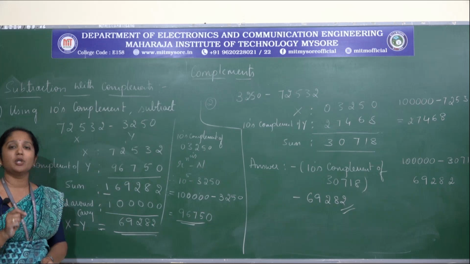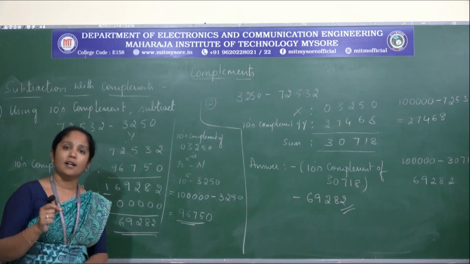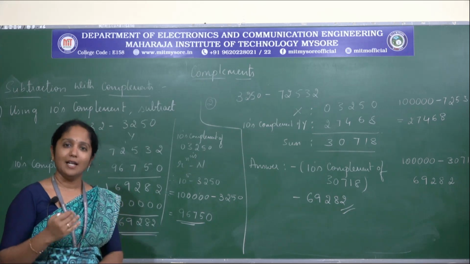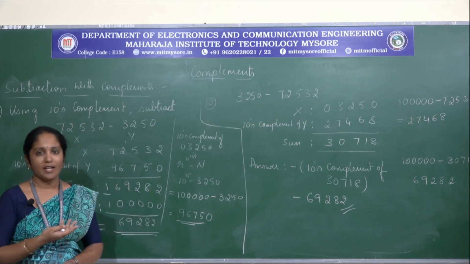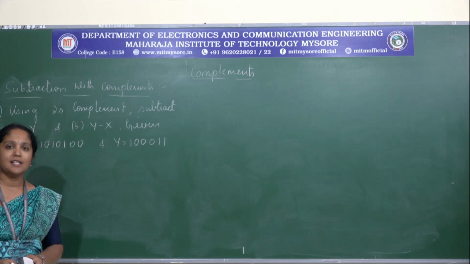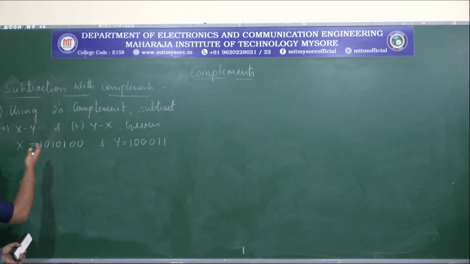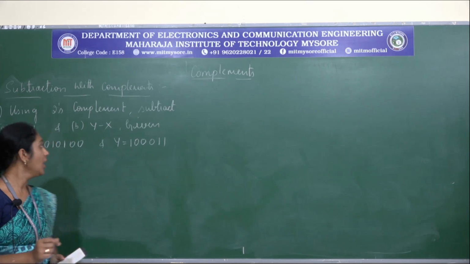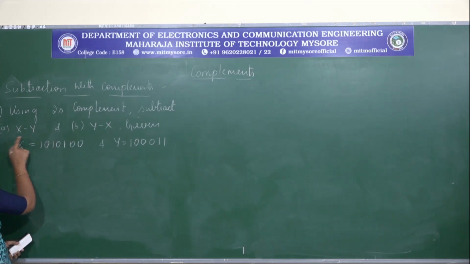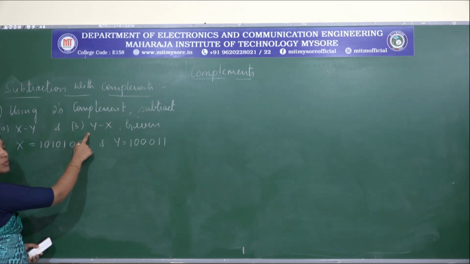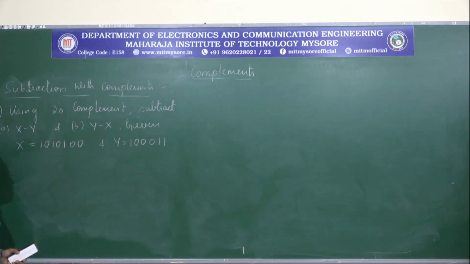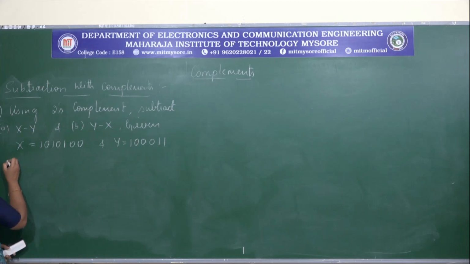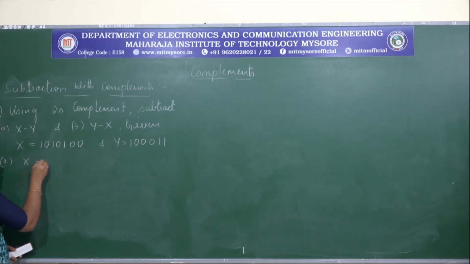In a similar way, we need to understand how to obtain the subtraction using 2's complement. Let us learn that by considering examples. Now let us consider one example for understanding how to perform subtraction using 2's complement. Here we have x minus y as well as y minus x. Let us consider x minus y first. Later we will find out what is y minus x.